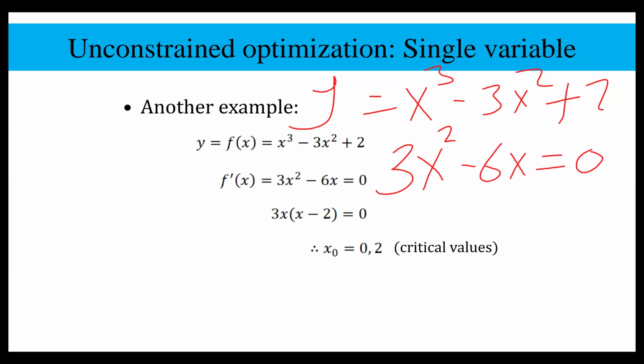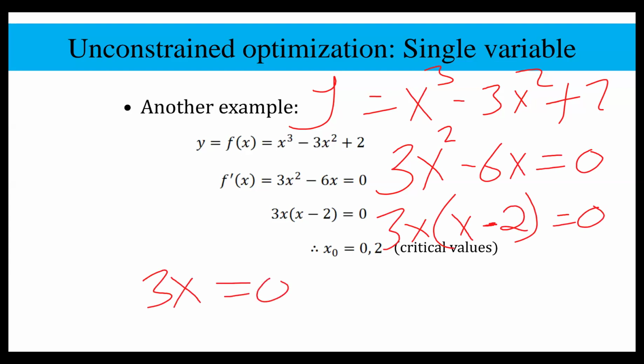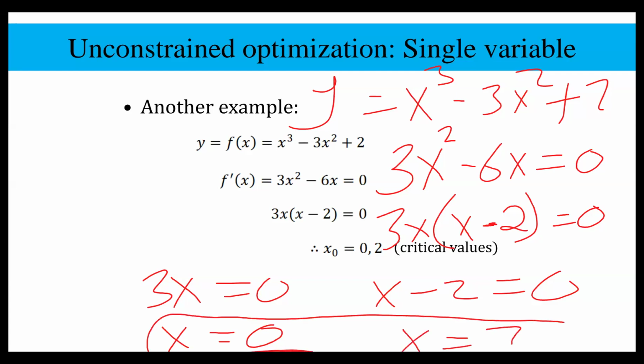Then we solve for x first to get the critical values. 3x is common, so we have 3x times x minus 2 equal to 0. We're solving the quadratic equation. So you can say 3x is equal to 0 and x minus 2 is equal to 0. So x can be equal to 0, and x can be equal to 2. You agree with us? Yes, sir. These are critical values.